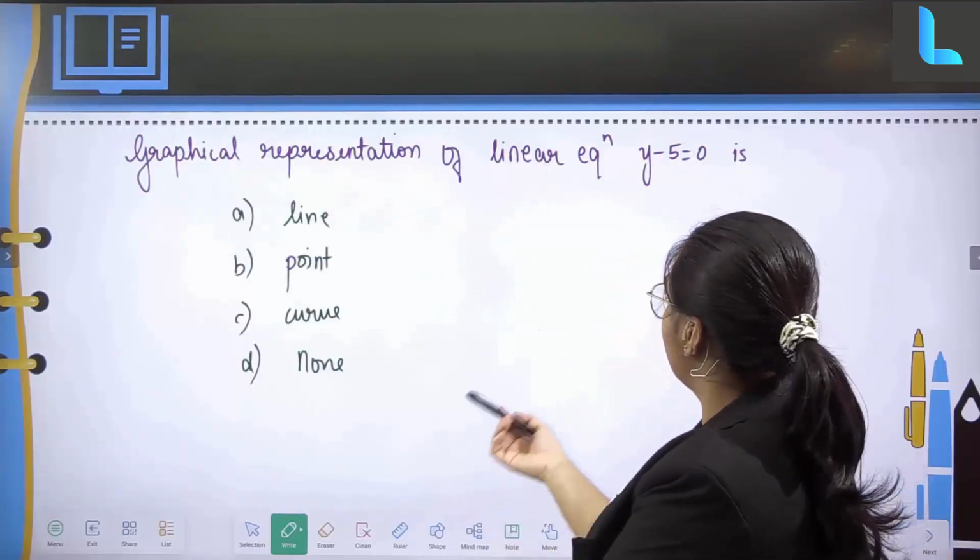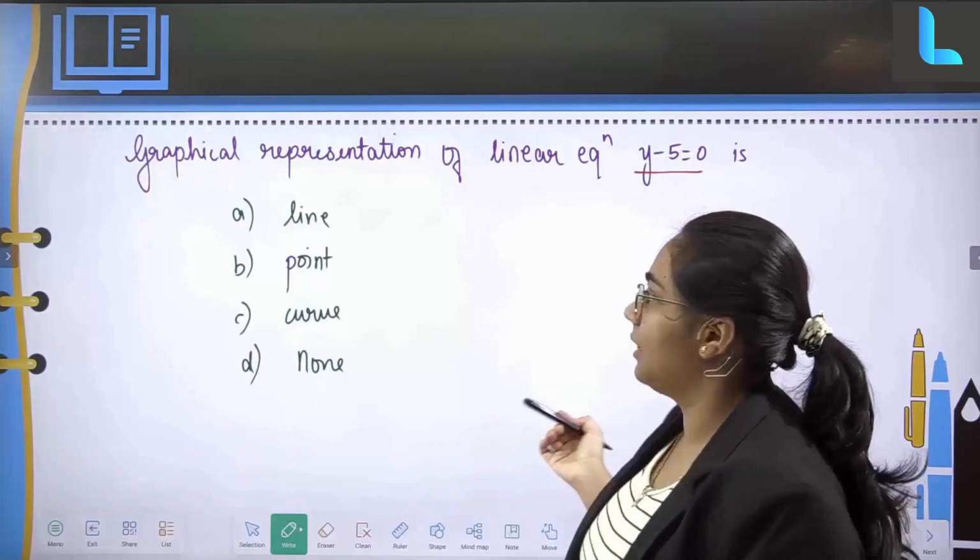Graphical representation of linear equation. Y minus 5 is equal to 0.